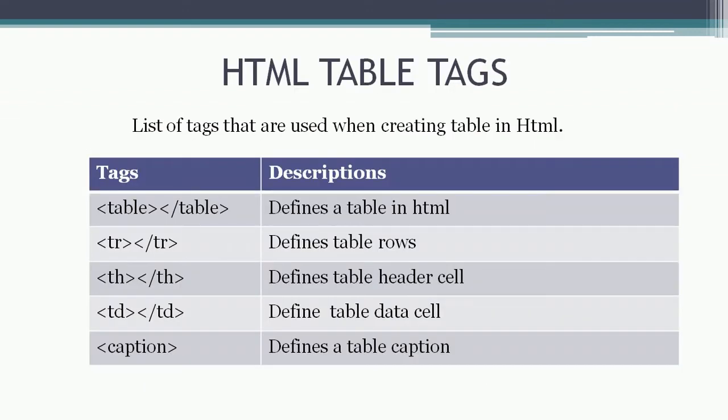Now see some HTML table tags. These are the tags, and here is the description of these tags. The table tag defines the table in HTML. The tr tag defines the table rows. The th tag defines the table header cell. The td tag defines the table data cells. The caption tag defines a table caption.